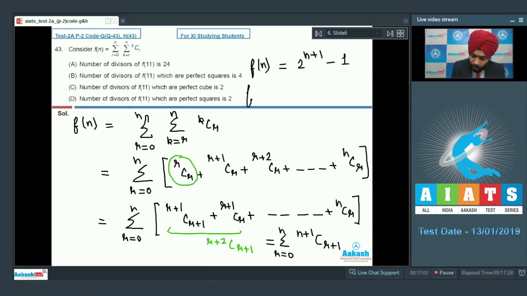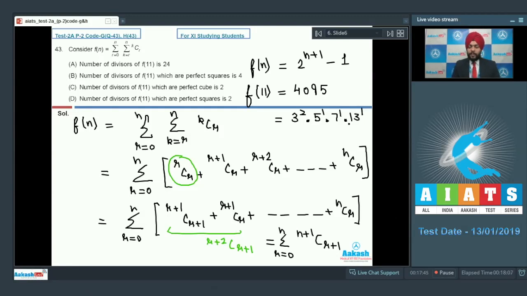Now let us have a look at f(11). f of 11 will be 2^12 minus 1. 2^10 is 1024, 2^12 will be 4096. So this is 4095, and that is equal to 3^2 into 5^1, 7^1, 13^1.